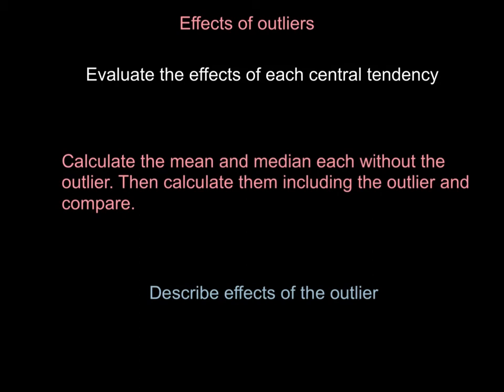You want to evaluate the effects that the outliers have on each central tendency. By doing that, you want to calculate the mean and the median without each outlier. Then you want to calculate the mean and the median with them and compare those two. If the mean and the median go up, then you would say that the outlier will increase the data. If they go down, you would say that the outlier would decrease the data. If there's no effects, then you would just say the outlier did not cause any effects on the data.